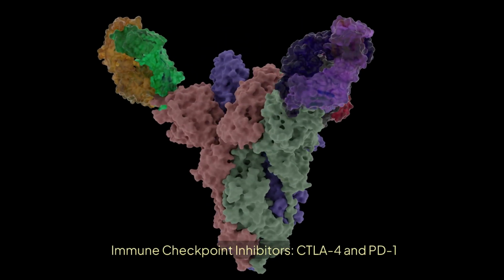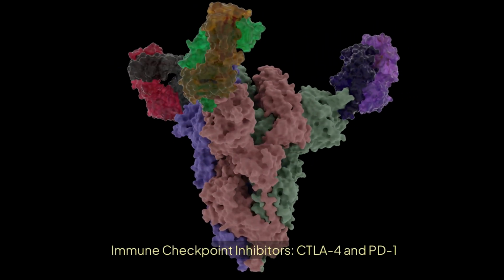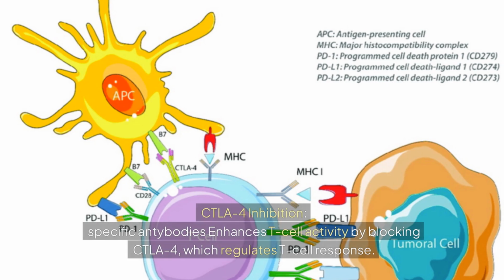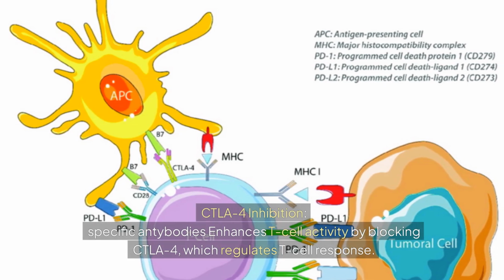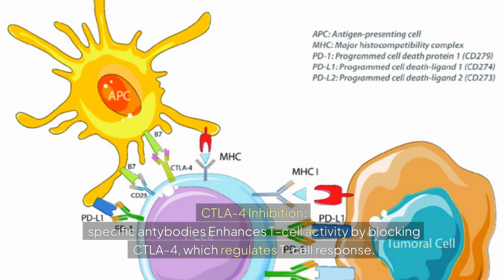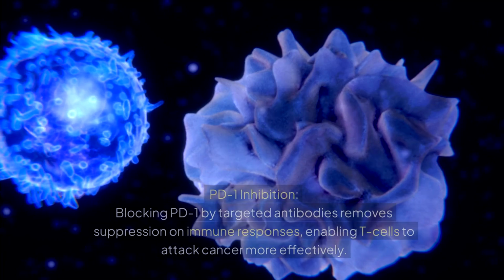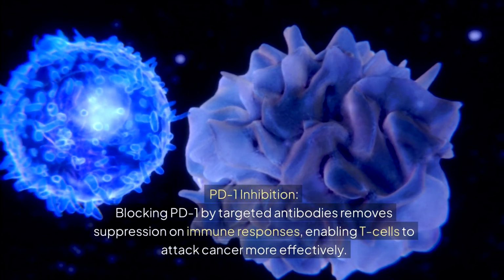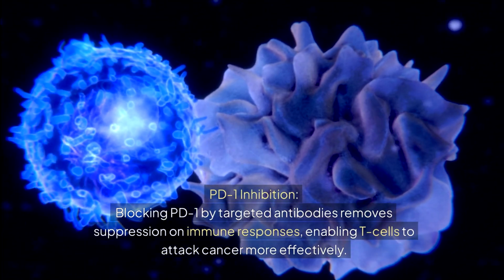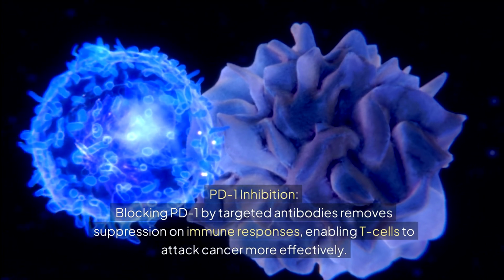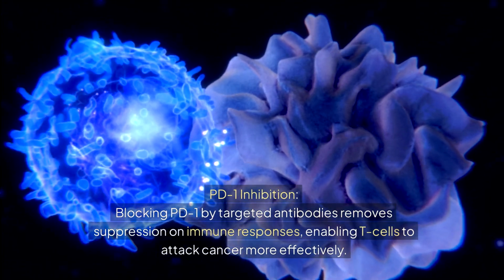Immune checkpoint inhibitors, CTLA-4 and PD-1. CTLA-4 inhibition: specific antibodies enhance T-cell activity by blocking CTLA-4, which regulates T-cell response. PD-1 inhibition: blocking PD-1 by targeted antibodies removes suppression on immune responses, enabling T-cells to attack cancer more effectively.